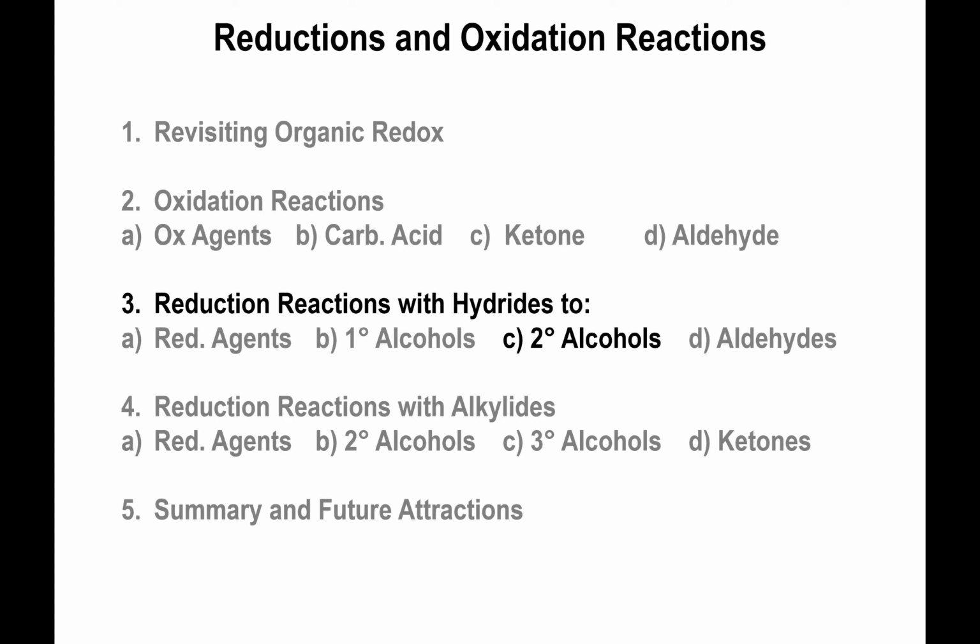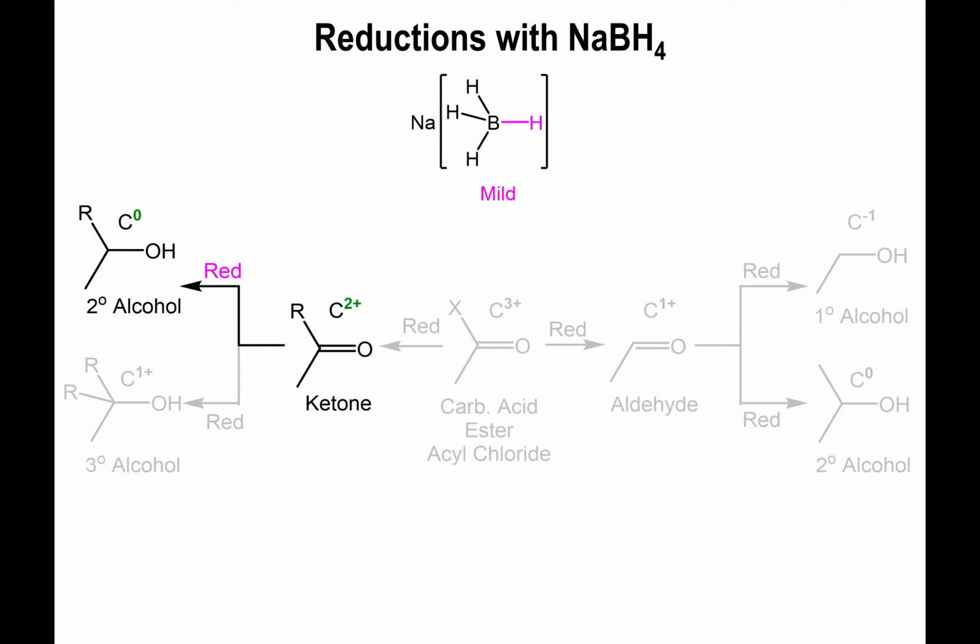Welcome back. Let's continue with our discussion of reductions, hydride reductions, in particular now the ones that will produce secondary alcohols. Unlike the previous video where we saw three different ways, I guess four technically, of making the primary alcohols, in order to make secondary alcohols using hydridic reagents, the only real way to do that is to start with a ketone.